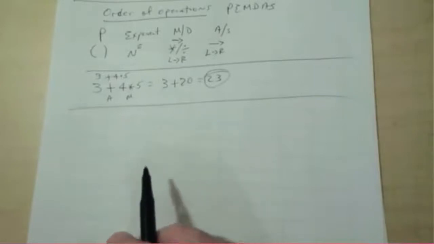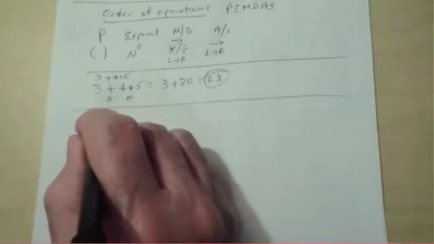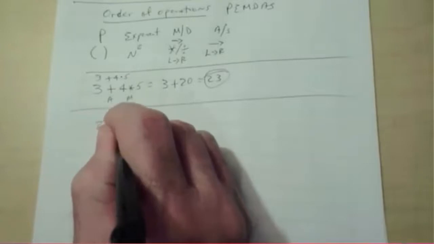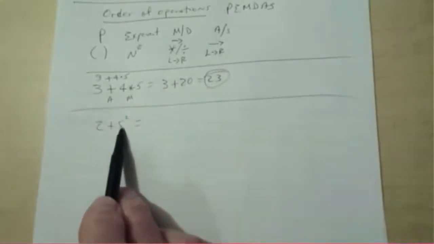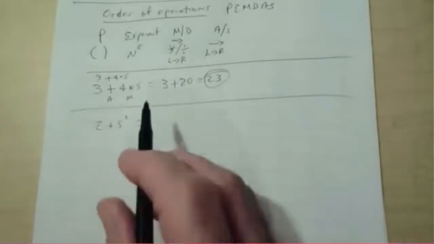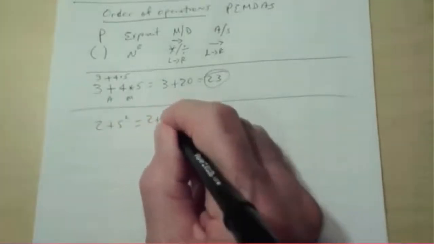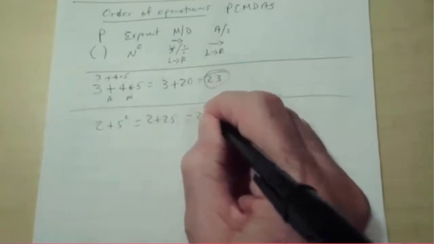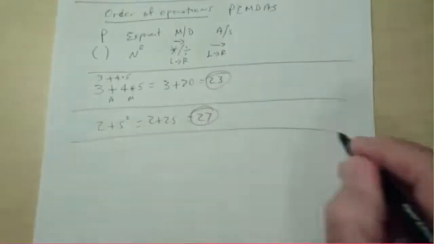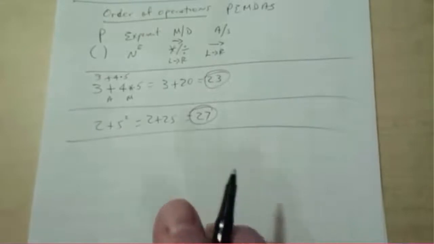Okay, now what if we have this? 2 plus 5 squared. Okay, we have addition and we have an exponent. We're going to do the exponent first. 2 plus 25. We'll talk more about the exponents in a minute. And that's 27.